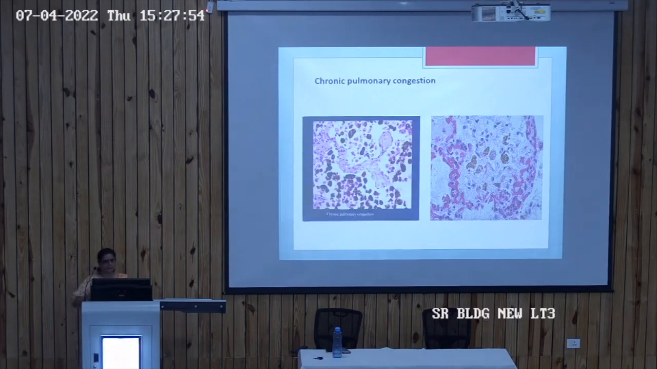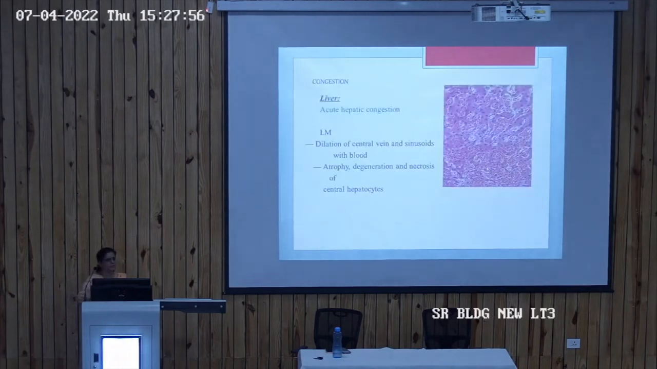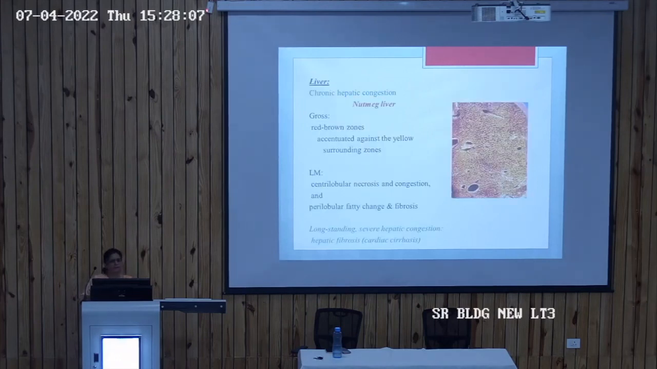So this is congestion of the liver, acute hepatic congestion. On low microscopy, there is dilatation of the central vein and sinusoids with blood. There is atrophy, degeneration, and necrosis of central hepatocytes. In chronic hepatic congestion, it is known as nutmeg liver.